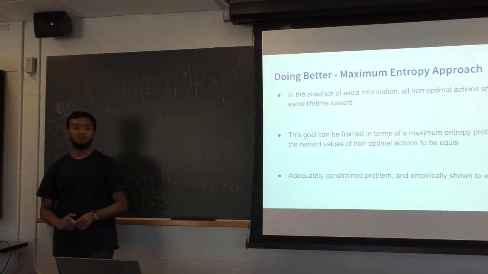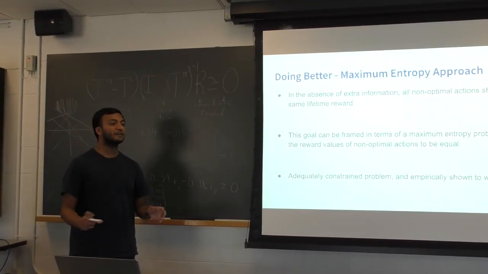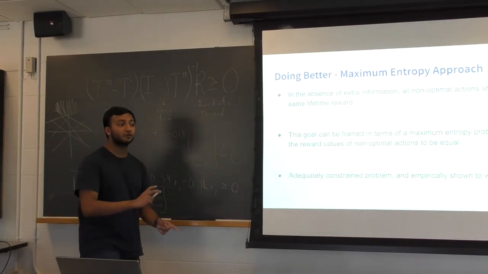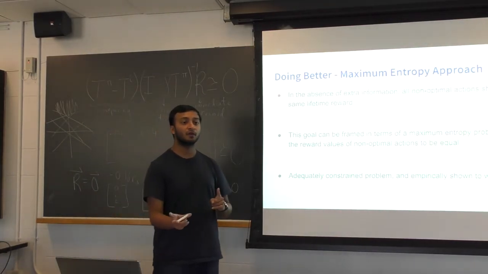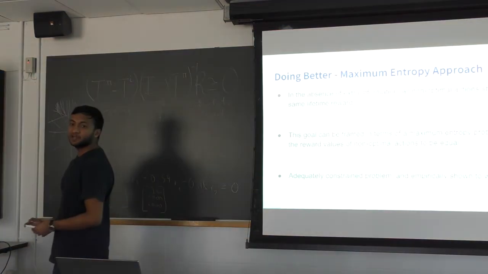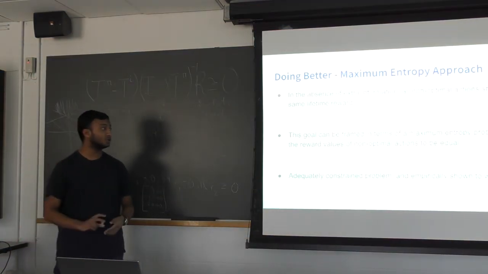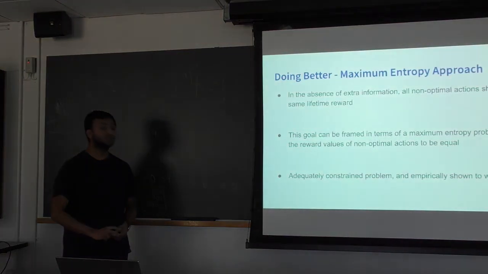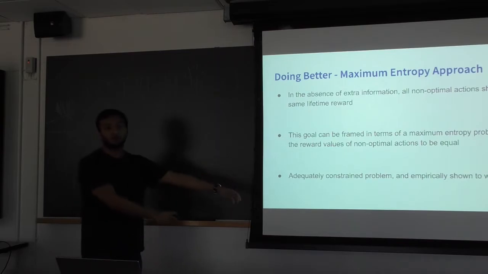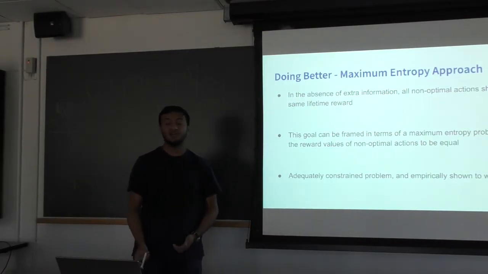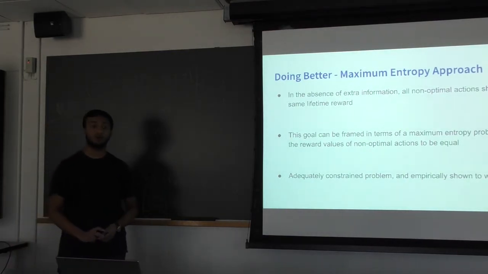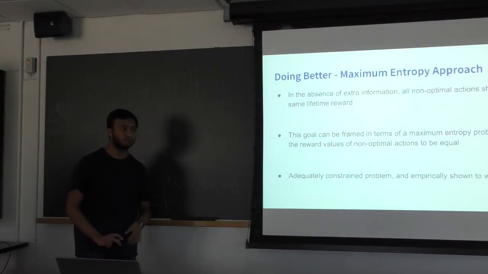Right? The idea is that all you know is that the expert's actions are better than the non-optimal actions. You don't know which non-optimal actions are better than other non-optimal actions, right? So what this says is that all non-optimal actions, in the absence of other information, should have equal lifetime rewards, right? Where you're not overly committing to one non-optimal action being better than the other. It turns out this adequately constrains the problem and empirically leads to reward functions that work quite well. Does that make sense?